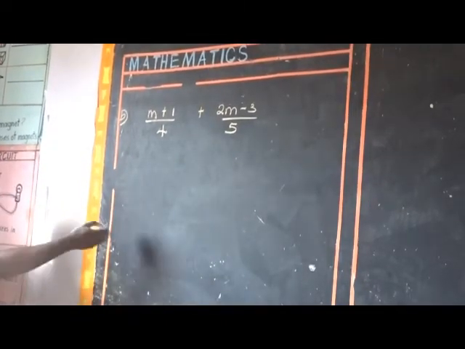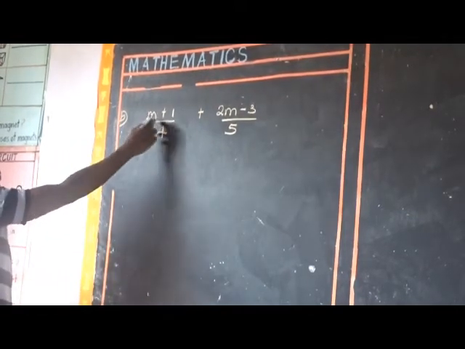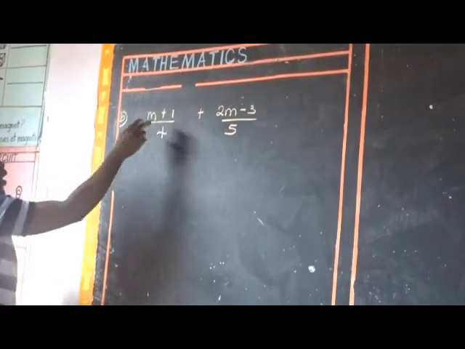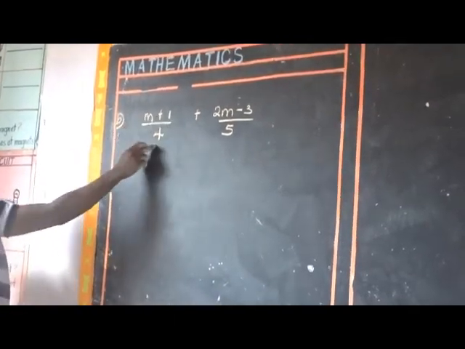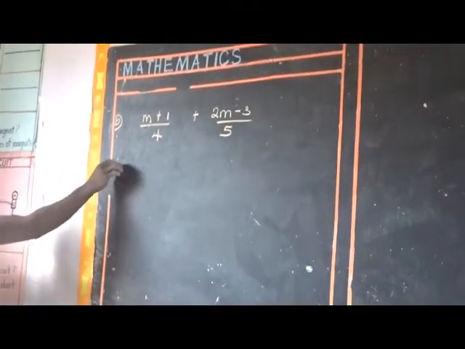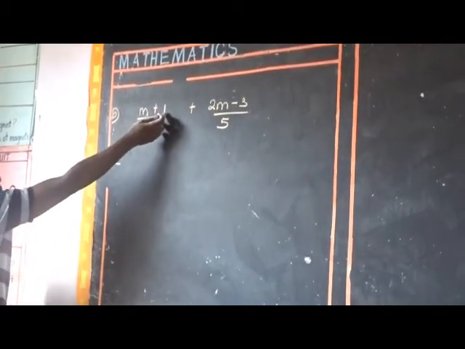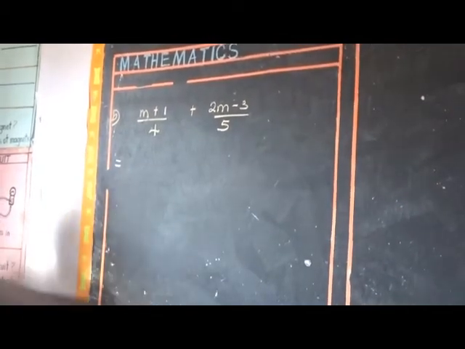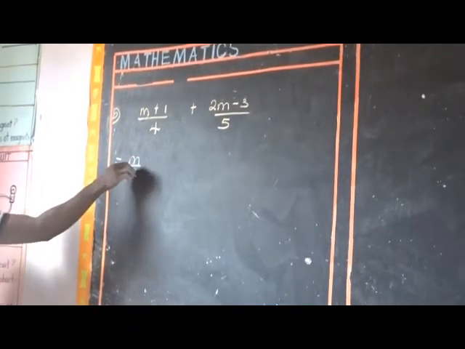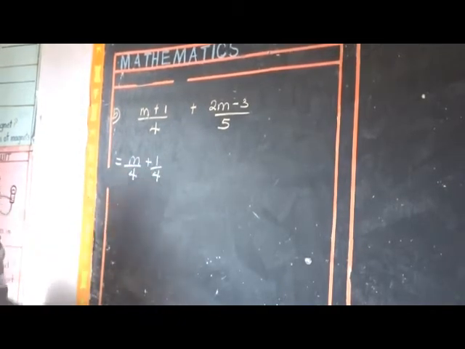There are several ways of how we can answer this one, but it is important to remember that this m and 1 are to be divided by 4, and 2m and 3 are to be divided by 5. So among the many methods, we can choose to express each of the numerators in fraction form and have m out of 4 plus 1 out of 4.